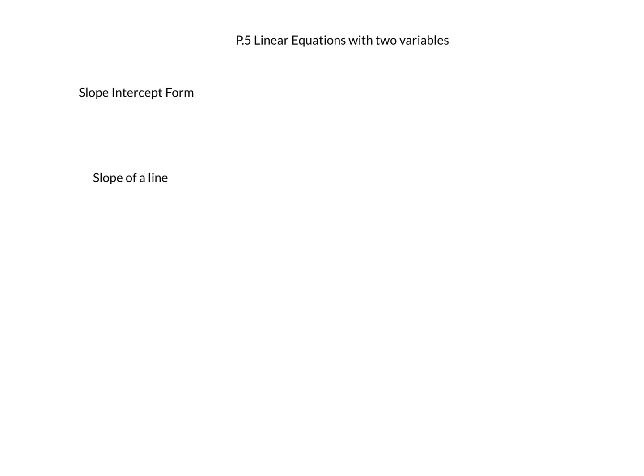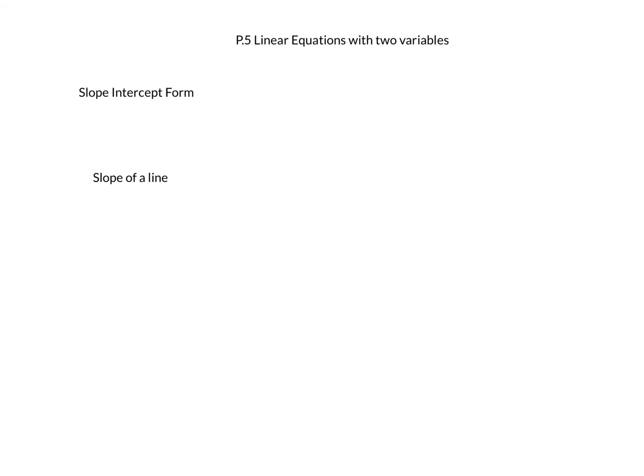Alright, P5, linear equations with two variables. This section should be fairly easy. Probably the hardest part of this section is some of the word problems, so we're going to go over them at the end, as soon as we go through some stuff that hopefully you've seen and heard a few times before this.